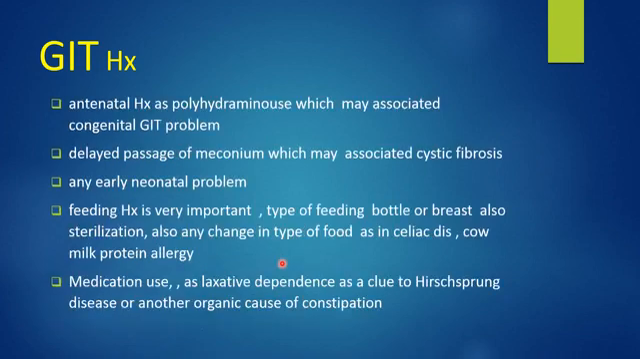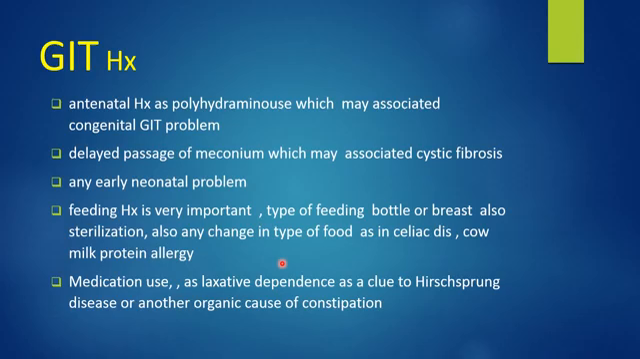Now, antenatal history in GIT is very important in some situations, as in some cases polyhydramnios may be associated with congenital GIT problems. Delay in passage of meconium may be associated with cystic fibrosis, which may be associated with chronic diarrhea and chronic chest infection. Early neonatal problems, any surgery in the early neonatal period, and any delay in passage of meconium, all these may be related to some of the diseases.